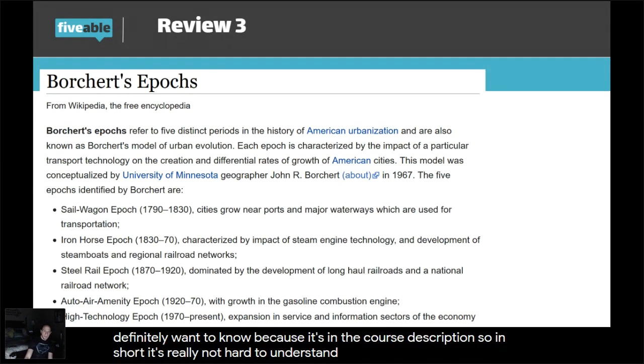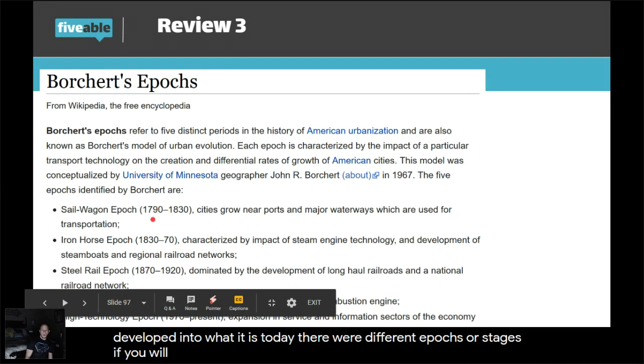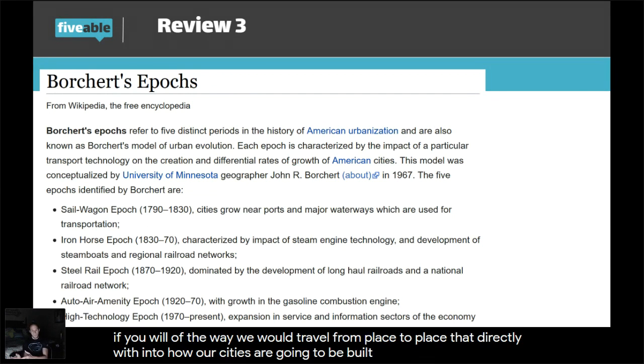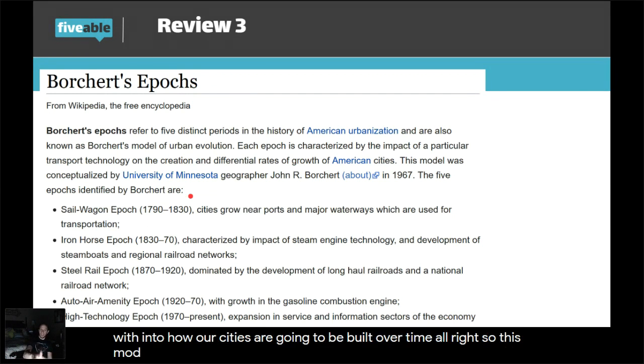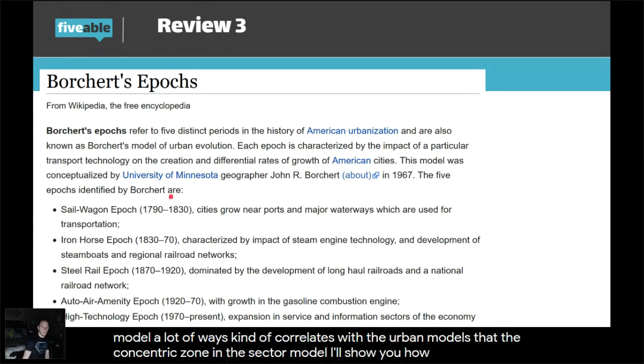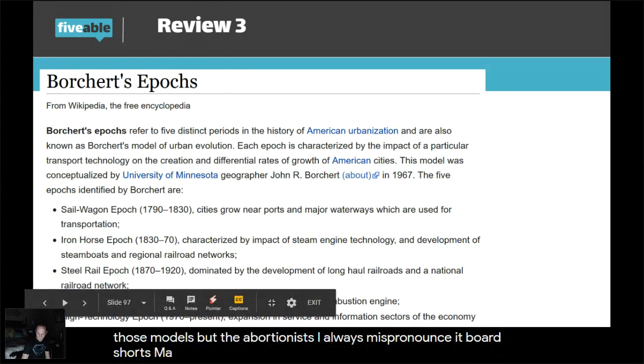But as the United States developed into what it is today, there were different epochs or stages, if you will, of the way we would travel from place to place that directly went into how our cities are going to be built over time. All right. So this model, in a lot of ways, correlates with the urban models like the concentric zone and the sector model. And I'll show you how once we get to those models. But the Borchert's, I always mispronounce it, Borchert's model, or his epochs look like this.